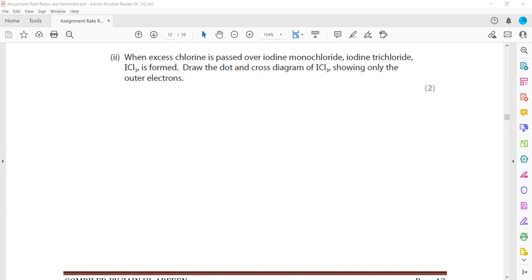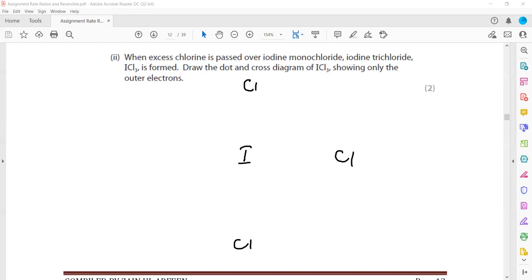Remember, as the number of shells increases, the octet rule, as we discussed in IGCSE, that the first 20 elements try to complete an octet, is not valid for all the elements, because as the number of shells increases, the atoms can accommodate more than 8 electrons in the outermost shell. So when you are drawing ICl3, what will the structure be? Iodine belongs to group 7, so it should share 1 electron. Chlorine also belongs to group 7, so it should also share 1 electron. But this won't be the case here.